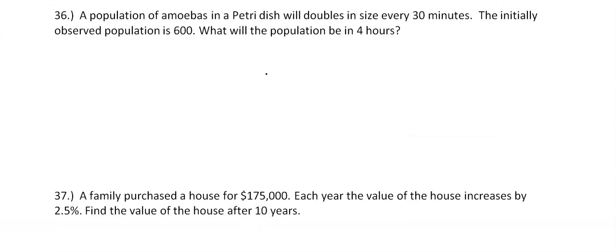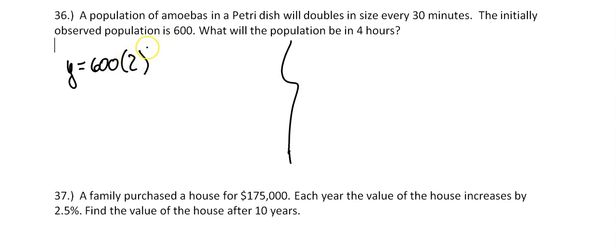This one, a population of amoebas in a Petri dish will double in size every 30 minutes. The initial observed population is 600. And so again, this is being described in terms of multiplications, doubling in size. So that means we're going to write it in that format of y equals a times b to the x. So y equals a. A is the initial amount, so what we start with, the 600. B is what we're multiplying by, which is the 2 this time.